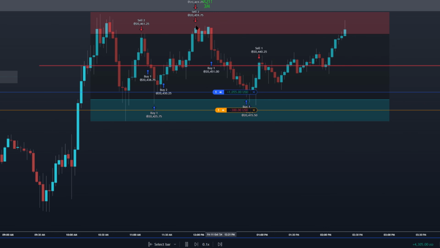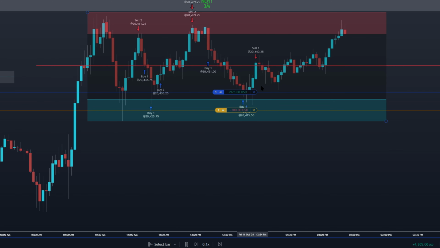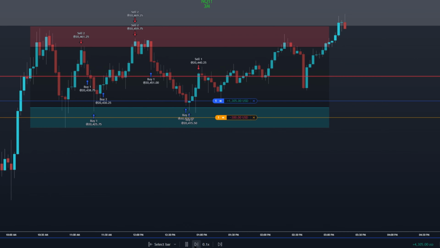That's like expansion taking place here. And it's taken out the previous high twice. So we have a higher high, lower low. It's a broadening formation. It's probably likely to go higher. So there it is now. That's it. Now you would not trade this range anymore.